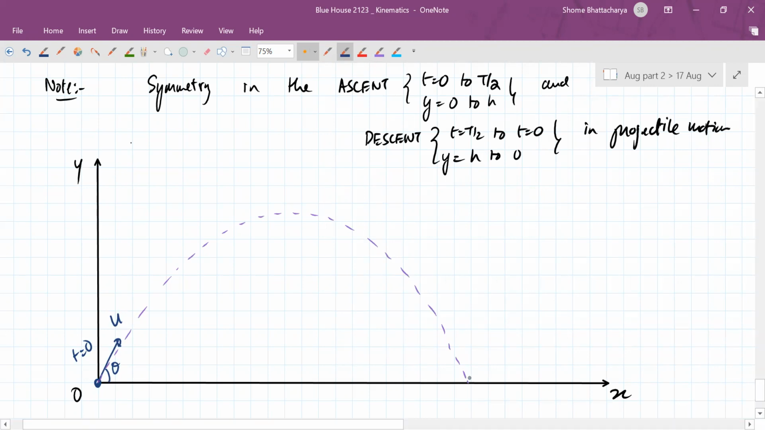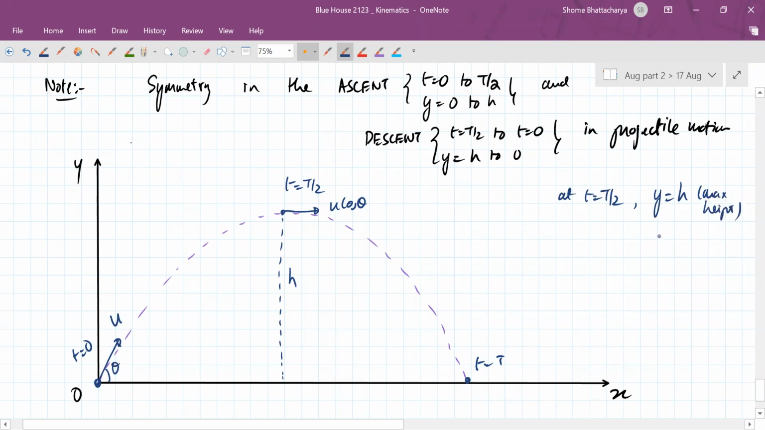So the first aspect of symmetry, we've already seen that the time is divided exactly in half. It reaches the maximum height at t equal to T by 2. And when it reaches the maximum height, the velocity is only u cos theta. And now we'll see not only that, but also this x coordinate over here. At t equal to T by 2, maximum height, x is half the range. Whereas at t equal to T, the x coordinate is equal to R and the y coordinate is 0.